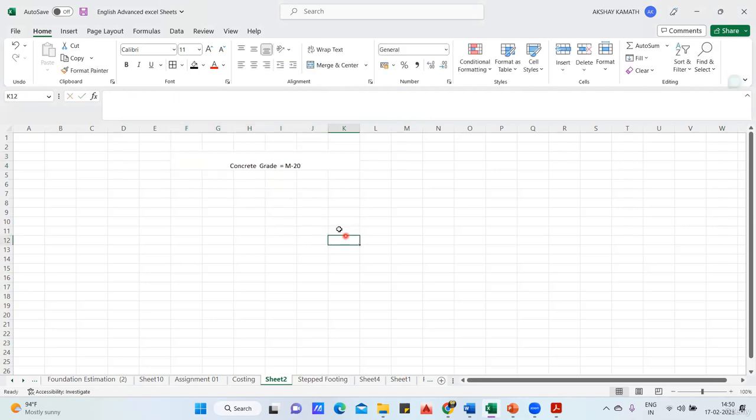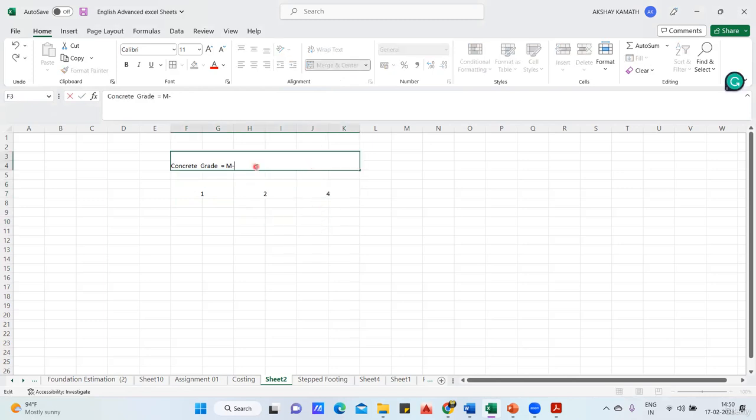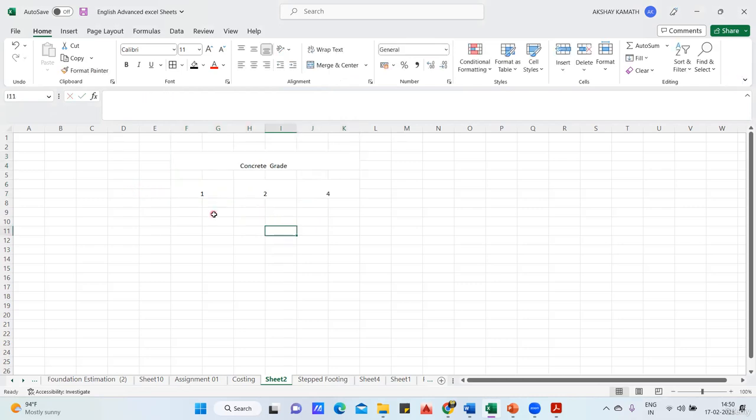So in that, this will be for the cement, this will be for the sand, this will be for the aggregate. So I'll go and say merge center, and you write the ratio is 1:2. So first it was 1, then it was 2, and it was 4. First I'll do for M15, then I'll go for the other one. Fine. So the ratio I have written.